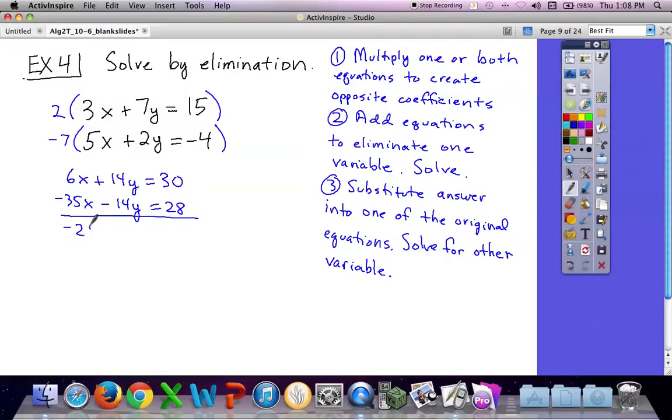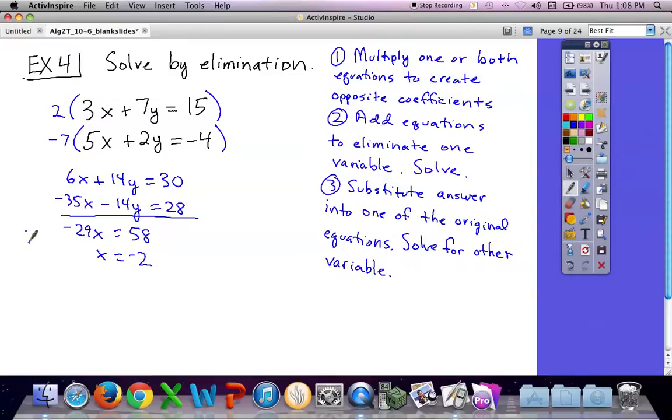That'll be -29x equals, y's cancel, y's eliminated, 58. Divide by -29, x equals -2. All right, that was the second step.